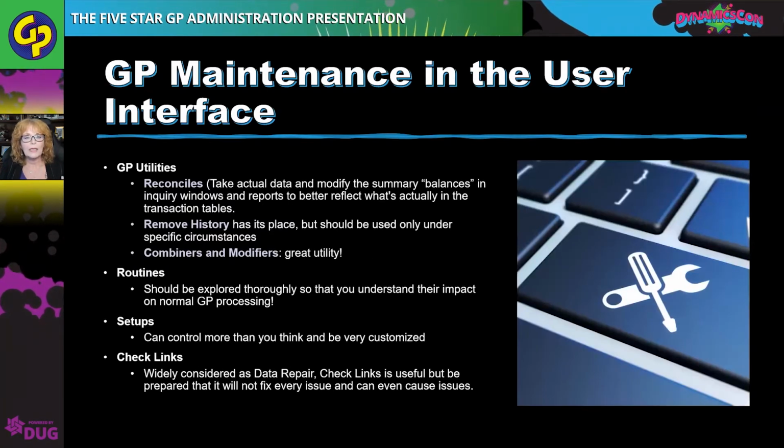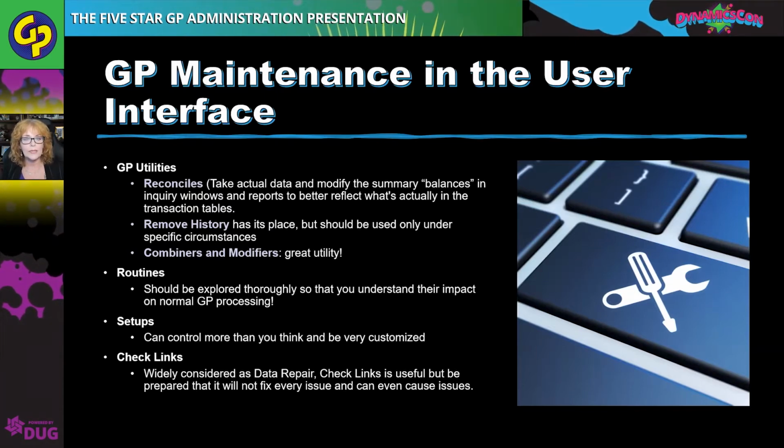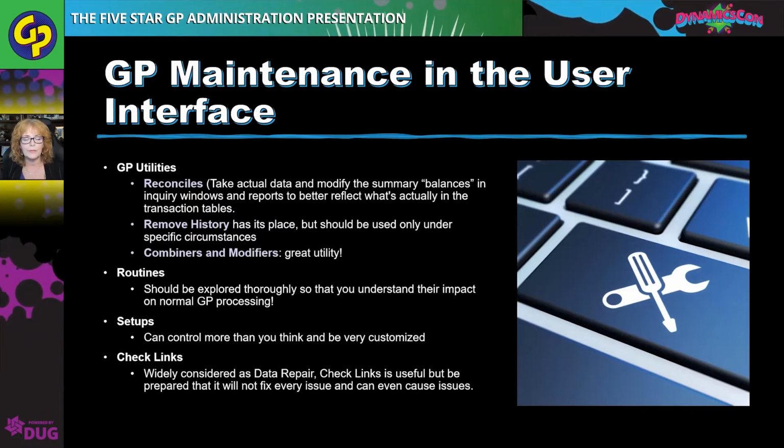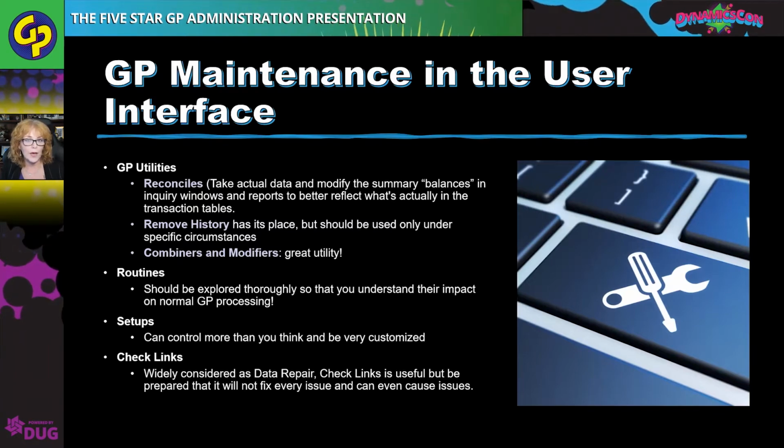Okay. GP maintenance in the user interface is an area in which there's tons of questions and little real information. So let's talk about GP utilities. If you're on any of the modules in GP, financial, inventory, purchasing, sales, they all have the utilities box for you. These utility boxes have reconciles, remove history, and every now and then combiners and modifiers. Some combiners and modifiers are in PSTL, some are under cards, it just depends. I've included them here under GP utilities, though they don't always show up in the utilities box.